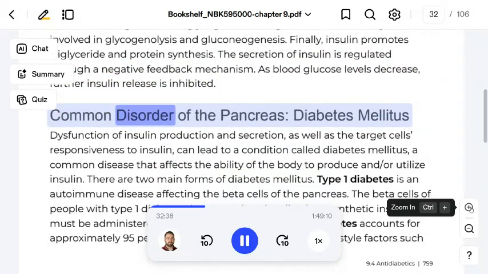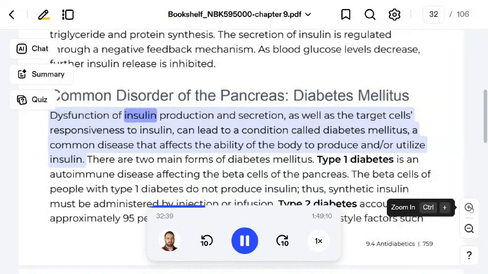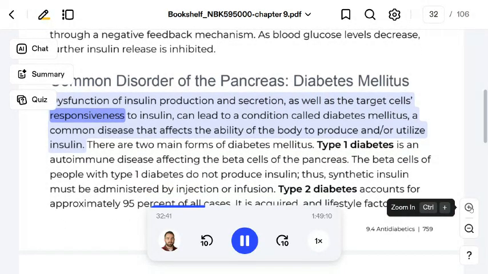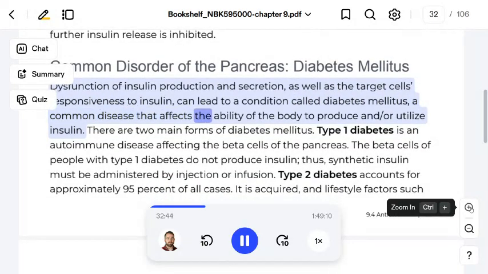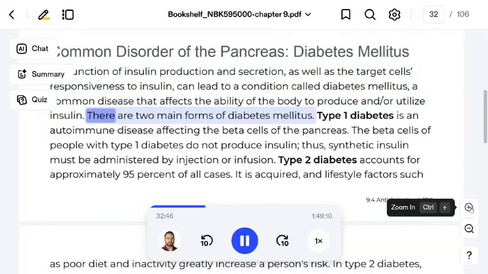Common disorder of the pancreas: diabetes mellitus. Dysfunction of insulin production and secretion, as well as the target cell's responsiveness to insulin, can lead to a condition called diabetes mellitus, a common disease that affects the ability of the body to produce and/or utilize insulin. There are two main forms of diabetes mellitus.